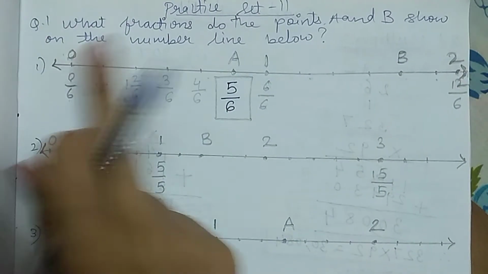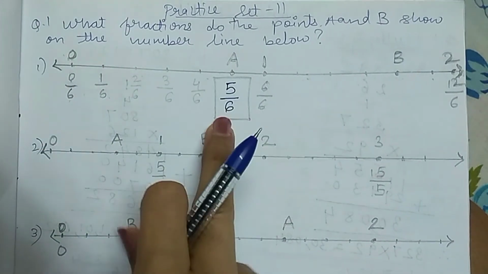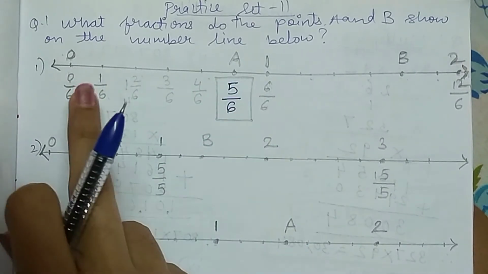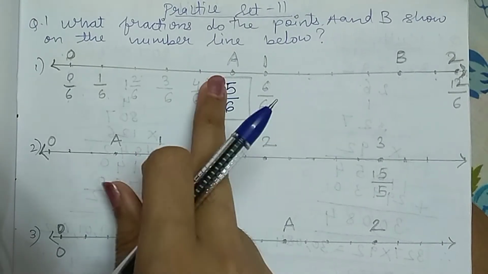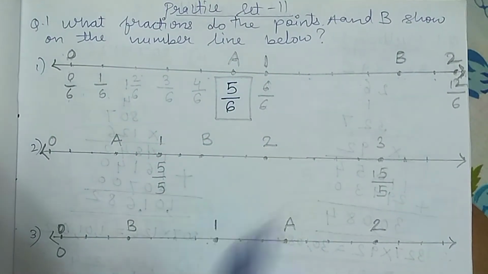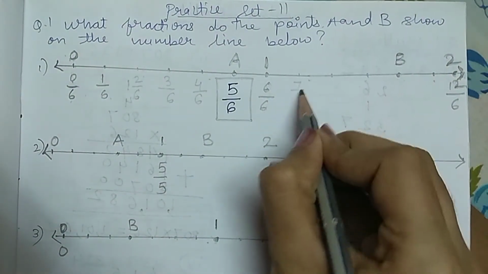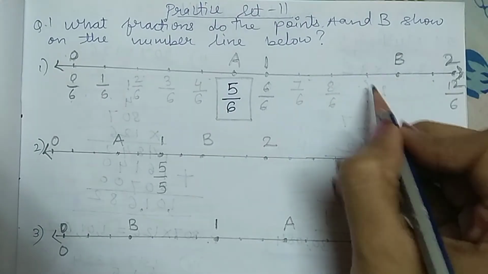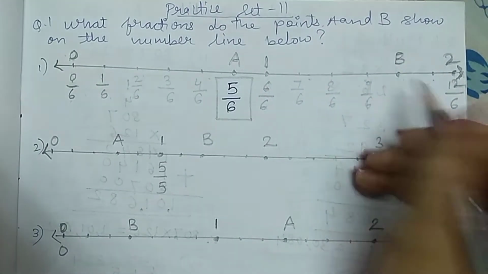So between 0 to 1, how many parts are there in this number line? 6 parts. That's why the denominator has 6. And always when we are writing, we will start with 1 by 6, 2 by 6, 3 by 6, 4 by 6, 5 by 6, 6 by 6. Now after 6 by 6, what will come? 7 by 6. Then 8 by 6, then 9 by 6, and here at point B, after 9, what will come?